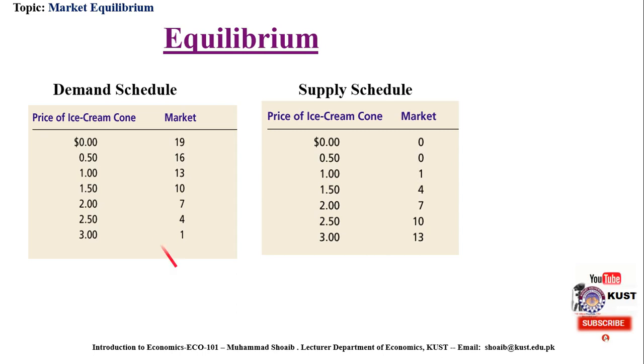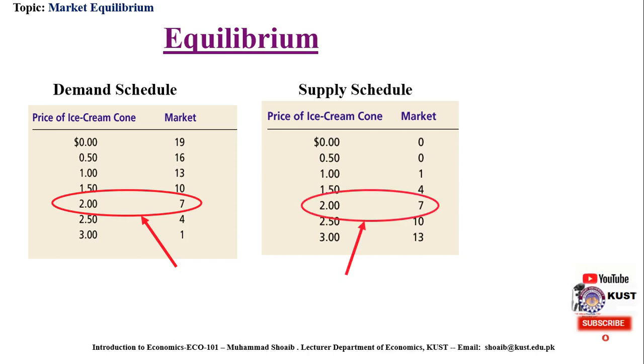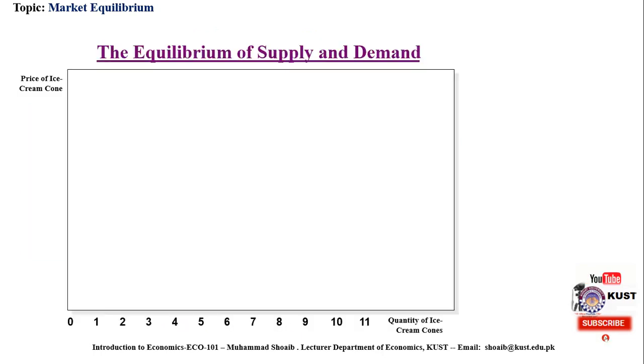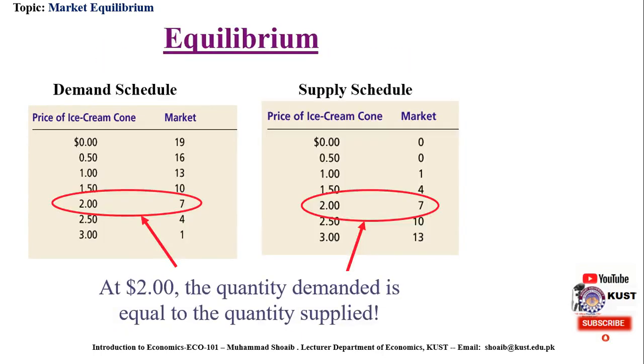Now, if you look at the demand schedule, at $2, 7 units of the commodity are demanded. And if you look at the supply schedule, at $2, 7 units of the commodity are supplied. So when the price of the ice cream cone is $2, the quantity demanded is equal to the quantity supplied, and this is basically the equilibrium price. $2 is the equilibrium price, and 7 units from the demand schedule and the supply schedule are the equilibrium quantity.